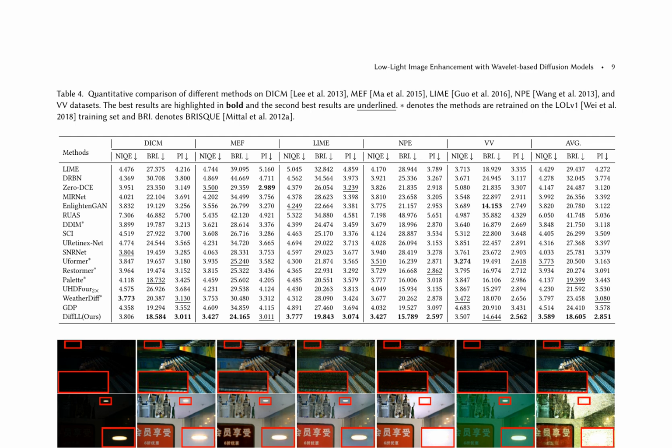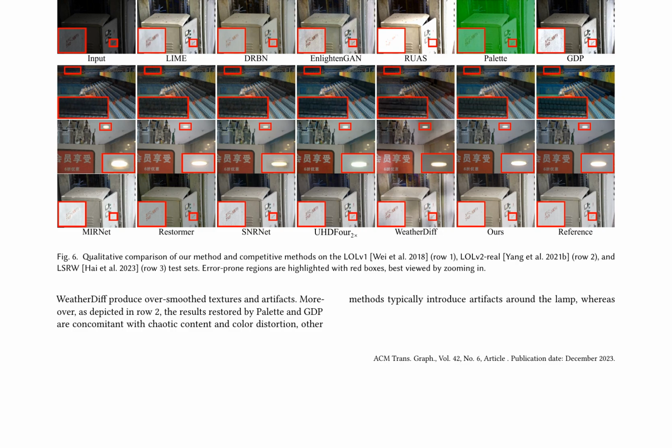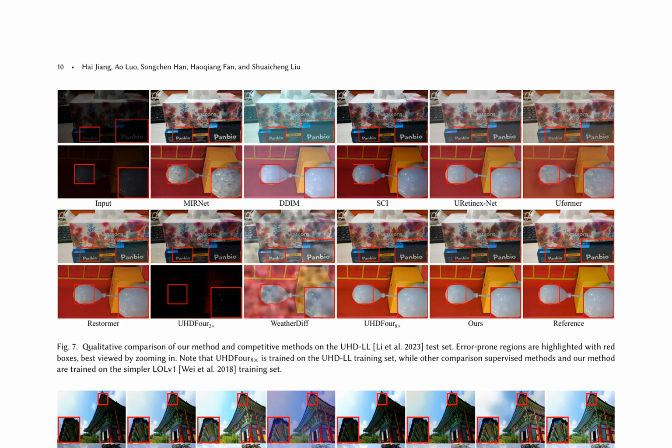The research paper discusses the enhancement of low-light images using wavelet-based diffusion models. It presents a quantitative comparison of various methods on different datasets, including DICM, MEF, LIME, NPE, and VV. The results highlight the superiority of the proposed method in terms of global and local contrast, detail reconstruction, and noise suppression. The visual comparisons on the UHDLL test set and unpaired datasets demonstrate the effectiveness of the method in improving image quality, avoiding artifacts, and generalizing well to unseen scenes.